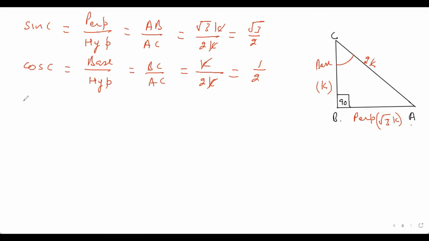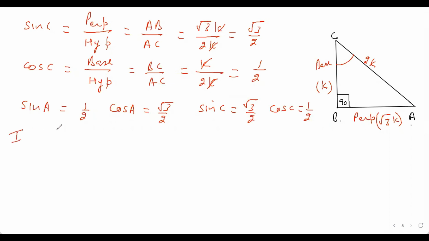So I have all the values. Sin A is 1 by 2. Cos A is root 3 by 2. Sin C is root 3 by 2. And cos C is 1 by 2. Now the first question is you have to find the value of sin A cos C plus cos A sin C.